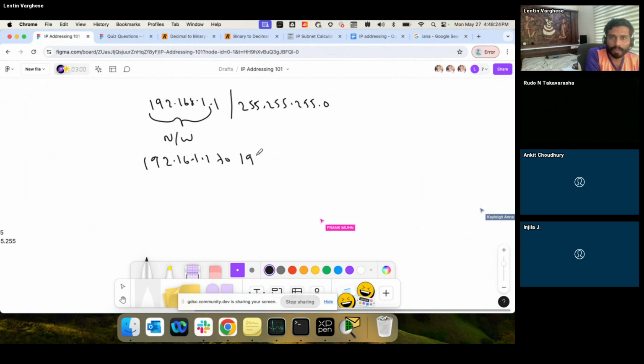Now, the IP addresses in this network would look like 192.168.1.1, 192.168.1.2, up to 192.168.1.255. This is the smallest network we know so far, right? There are 255 IP addresses. How would we split this further into a smaller network?